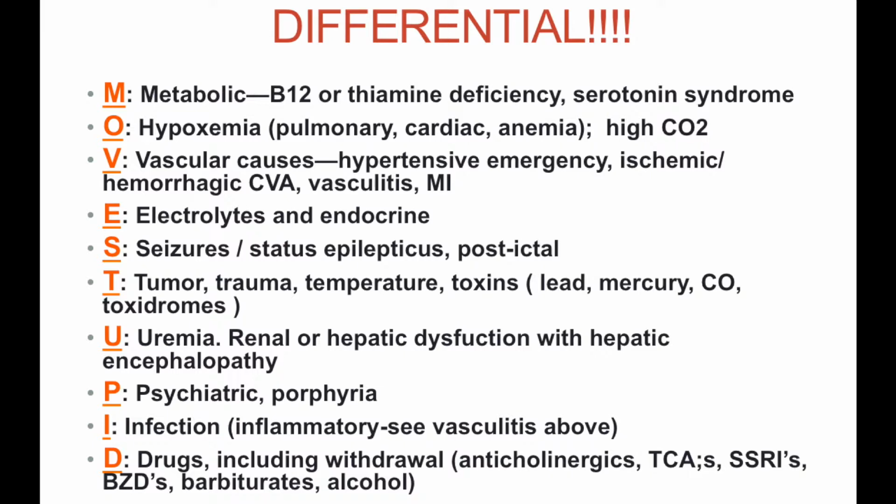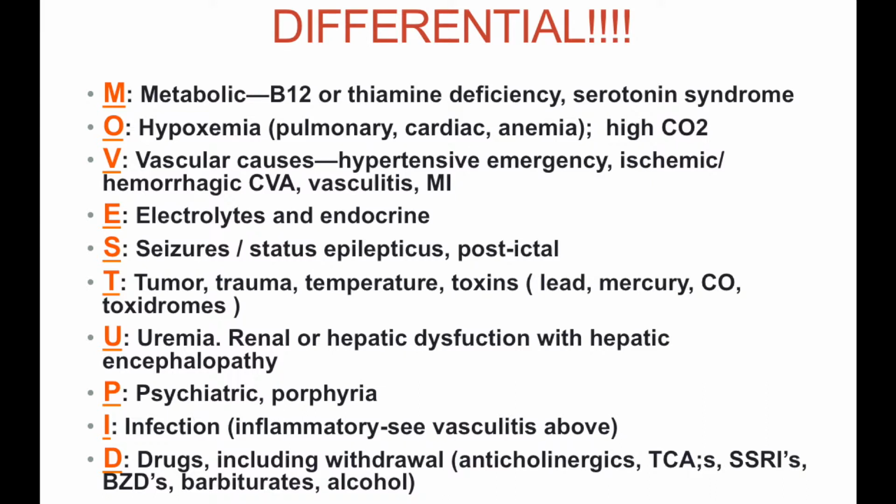E is for electrolytes or endocrine. So we're looking at their sodium levels, their potassium levels, bicarb. There's various endocrine levels as well, such as thyroid. They're in a thyroid storm and their free T4 is through the roof.